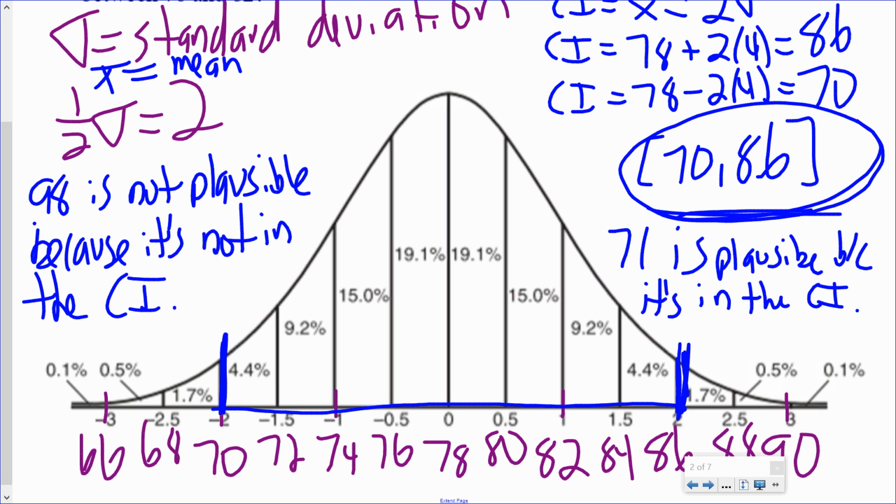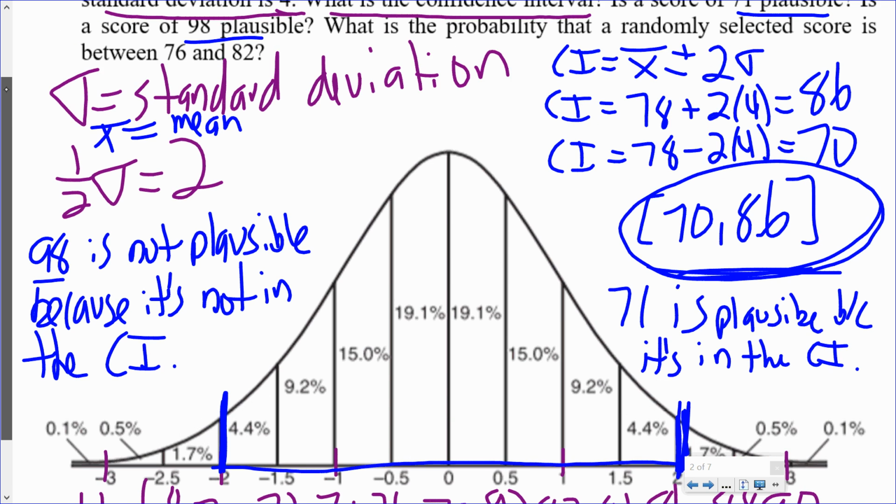So this score 98, it's not impossible. There could be a kid who has been studying his whole life for this exam and got a really, really high score, but it's not an expected value. I would not expect that a student's going to get a 98. It's possible, but I wouldn't bet any money on it.